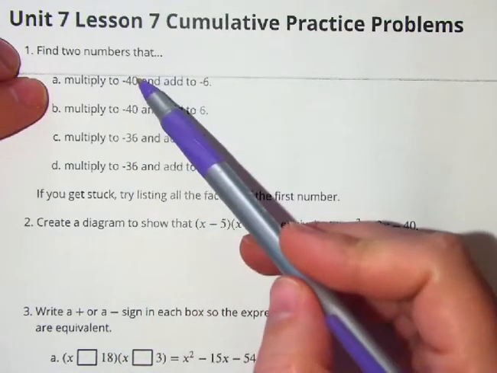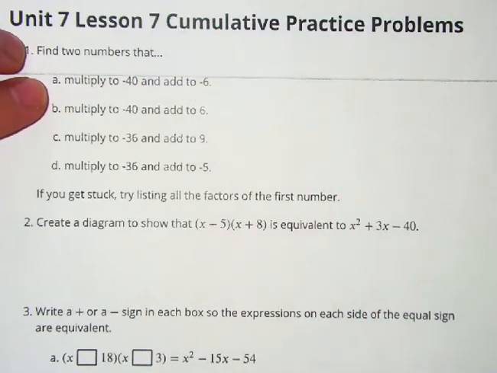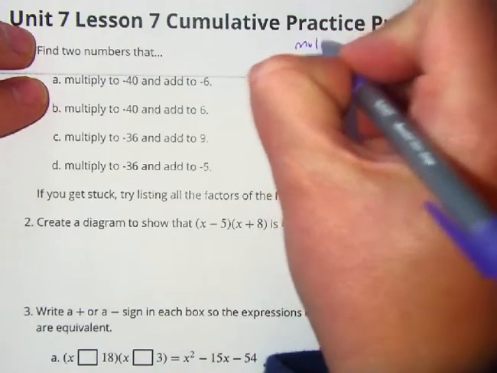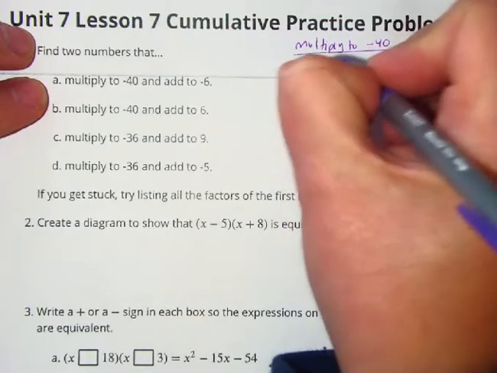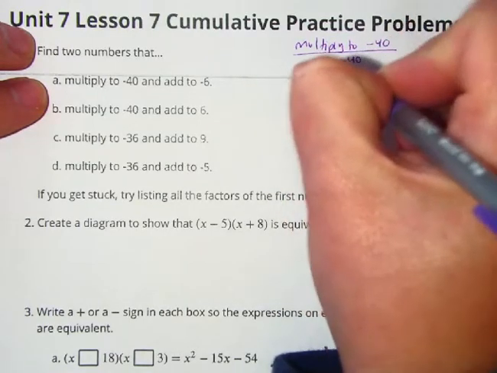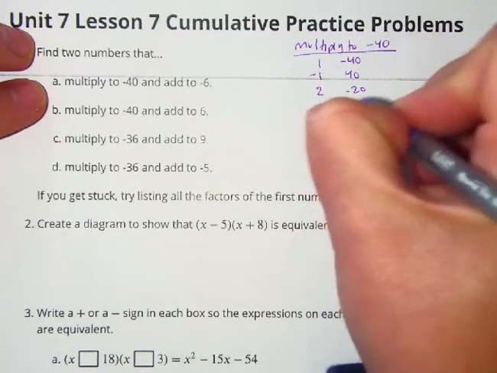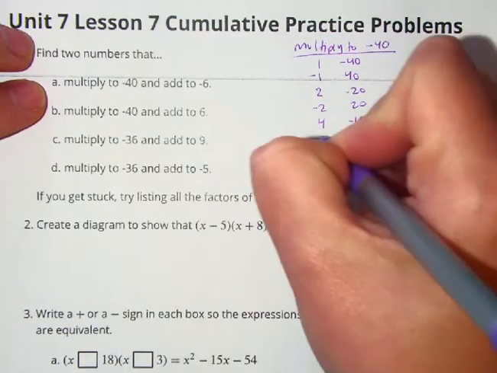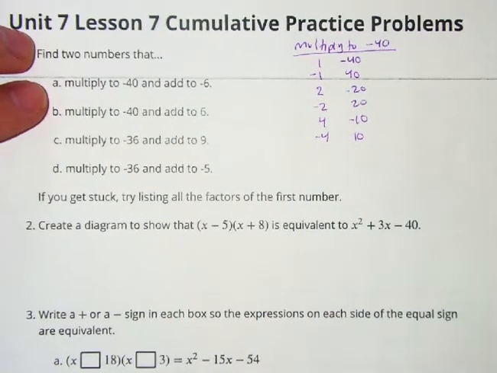Now, if we're looking for numbers that multiply to be negative 40, one of them has to be positive and one of them has to be negative. So to get numbers that multiply to be negative 40, I'm just going to start listing things out. We would have 1 and negative 40, or a negative 1 and a positive 40. 2 and negative 20, or a negative 2 and a positive 20. 4 and negative 10, or a negative 4 and a positive 10. And I'm actually going to stop right there because I found my answer.